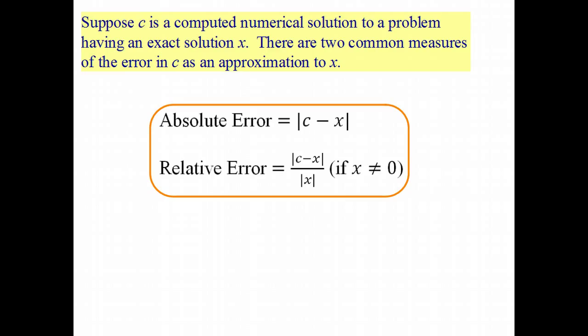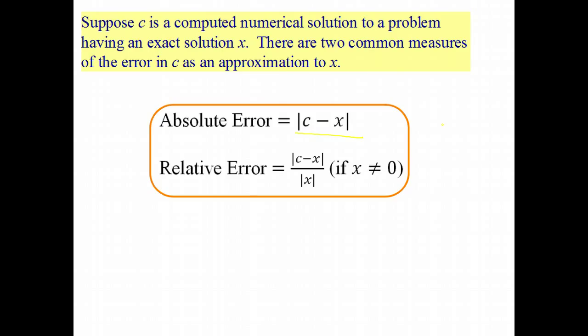So let's start off. If we're going to use approximations, we have to bring in this idea of error. Suppose C is a computed numerical solution to a problem that has an exact solution of x. Whether we know x or whether we don't know x doesn't matter. There are two common measures of error that we're going to use to describe C as an approximation of x. There's the absolute error, which is simply the absolute value of the difference between C and x. So whatever C is, subtract x from it, take the absolute value. That gives us the absolute error.